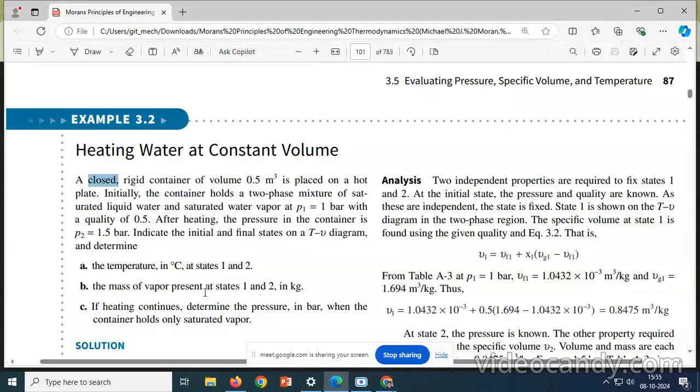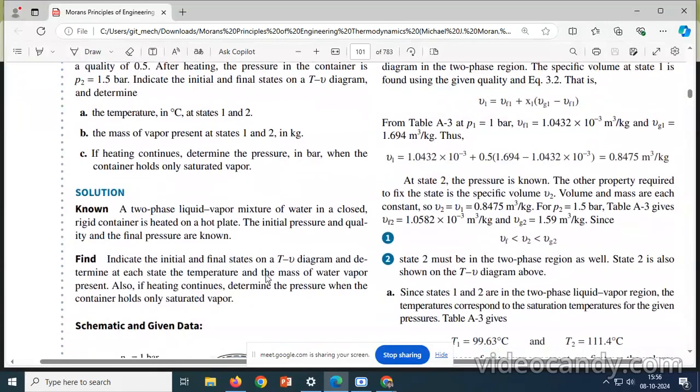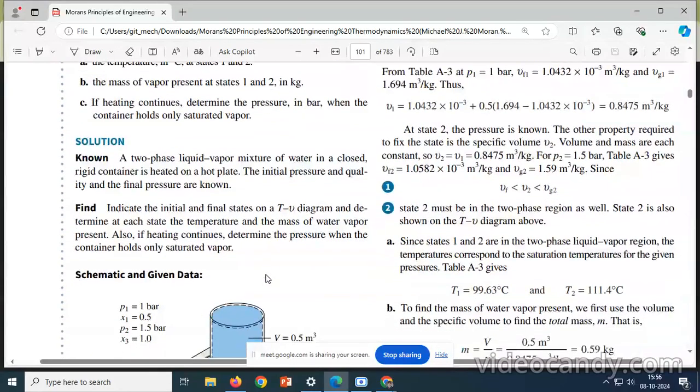Next, the mass of the vapor present at states 1 and 2. This we need to find out, the mass of the vapor present at states 1 and 2, in the mixture or without the mixture, only in vapor state. How much is it in kg? So when it is closed and rigid, we'll see. If heating continues, determine the pressure in bar when the container holds only saturated vapor. 3 cases they have given. Okay. So first you can understand without knowing the theory also.